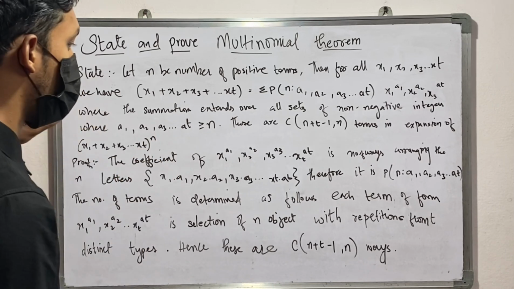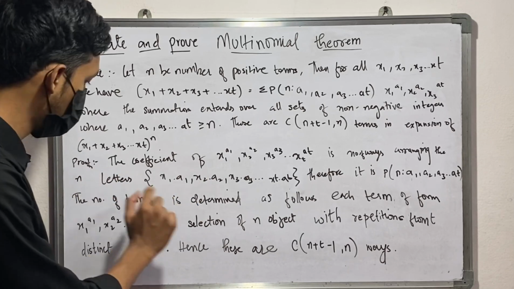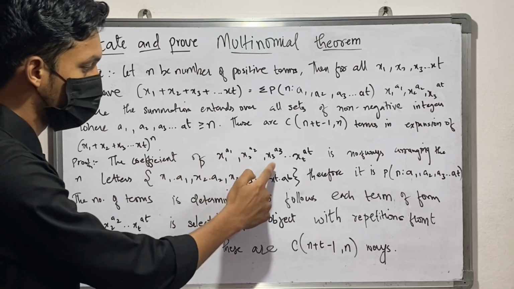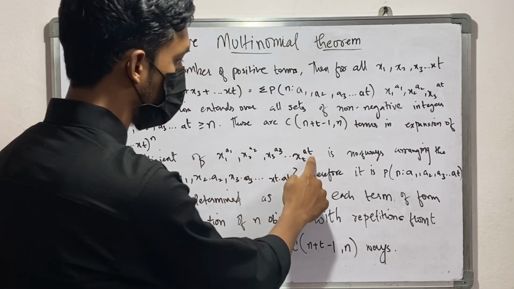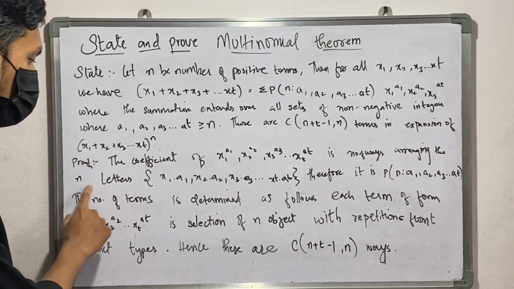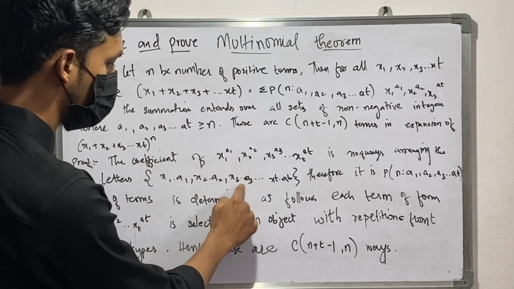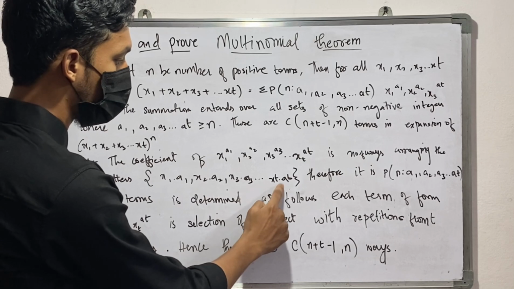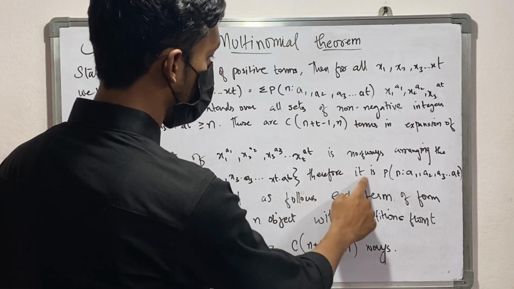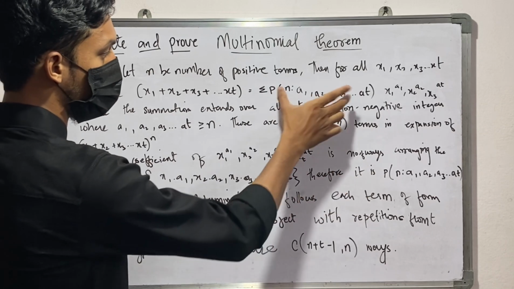This is the statement. Now we have to prove the multinomial theorem. So we prove that the coefficient of x1 to the power a1, x2 to the power a2, x3 to the power a3, so on till xt to the power at is the number of ways of arranging the n terms. We are arranging these n terms as x1 taken a1 times, x2 taken a2 times, x3 taken a3 times, so on till xt taken at times. Therefore it is n!/(a1! a2! a3! ... at!).